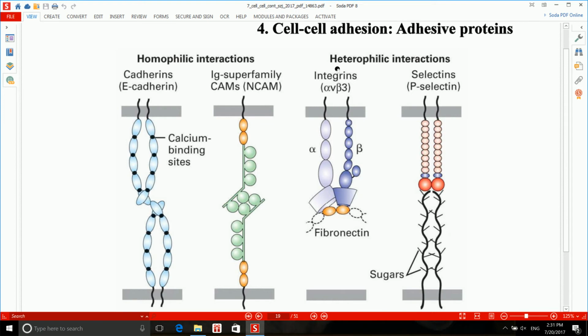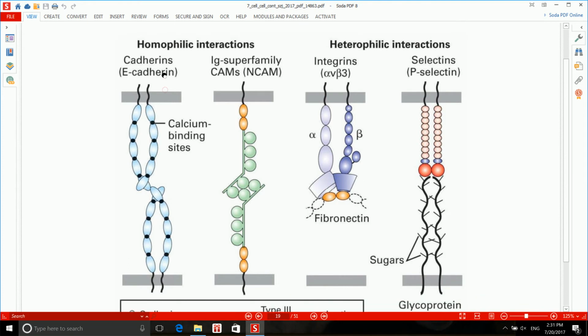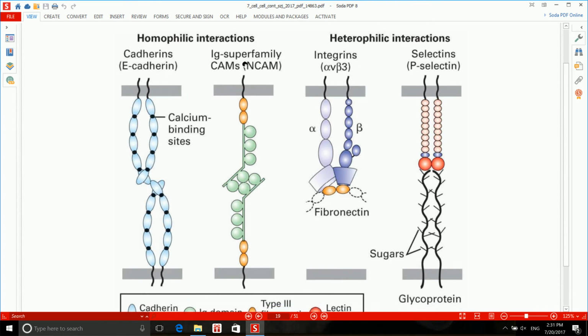We said the type of interaction between integrins is heterophilic. And here you can see that we are going to talk about four main adhesive proteins: cadherin, Ig superfamily, integrin, and selectin. Two of these are heterophilic and two others are homophilic toward other receptors.